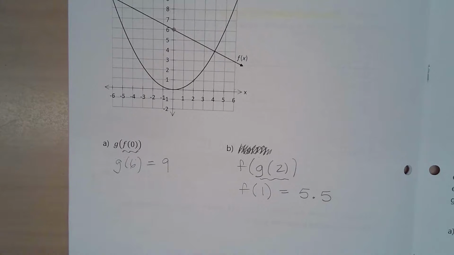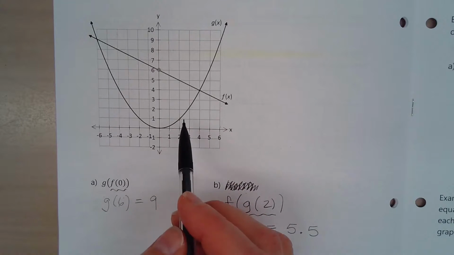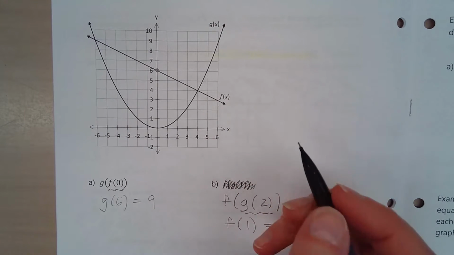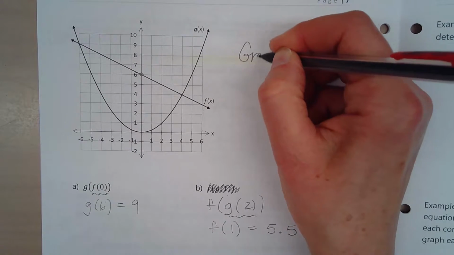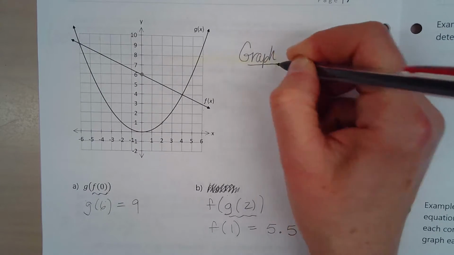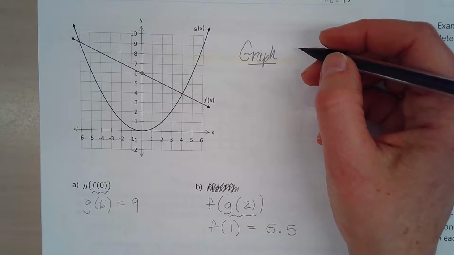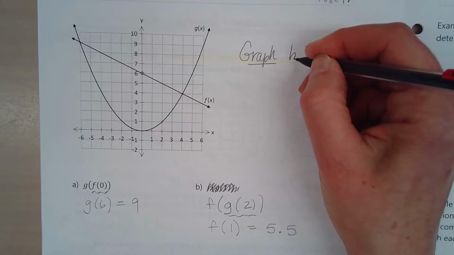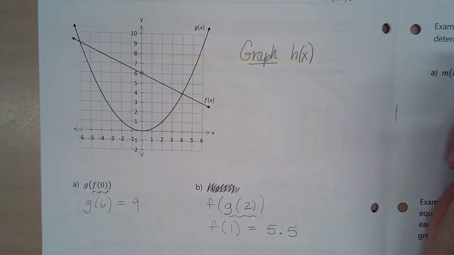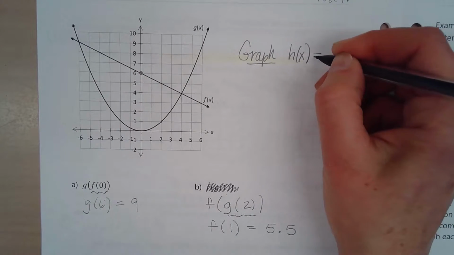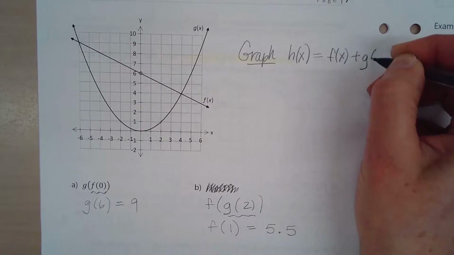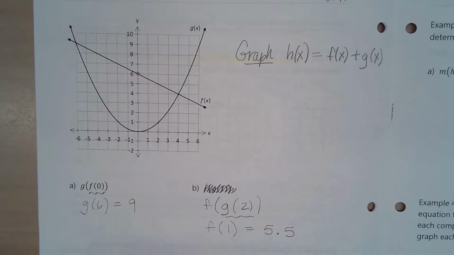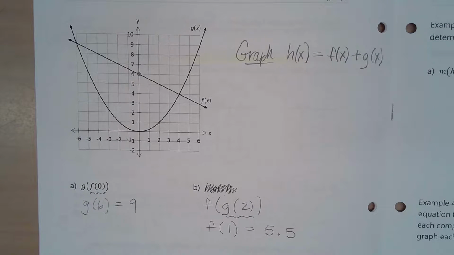So if you had to graph the composition of these functions, what you could do is just find, so we're going to do something else here too. I'm going to ask you to graph, let's see, f, g, let's call h of x. Graph h of x, and what h of x is, it's the addition of the functions f of x and g of x. Okay? That's what h of x is.